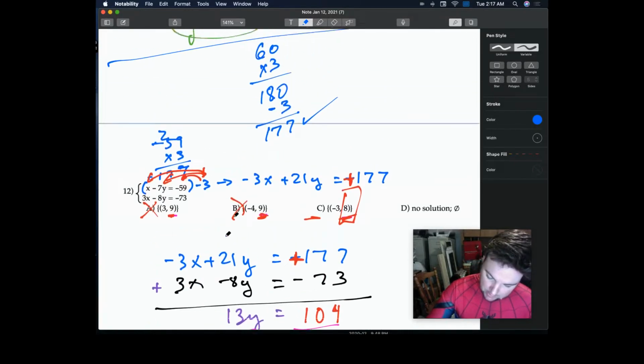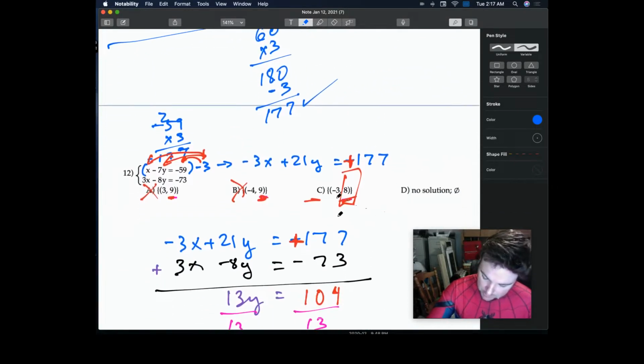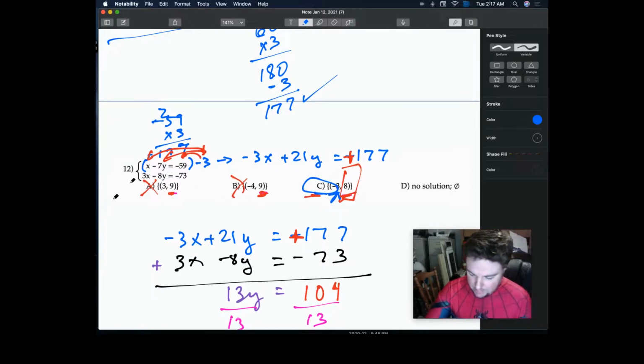Now let's see, was that -3 up there? Oh, went too far. -3. Yep, that's a great sign. So (-3, 8) seems to be right.